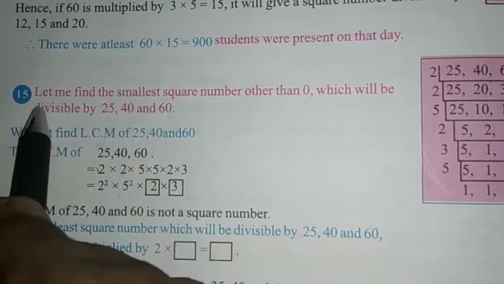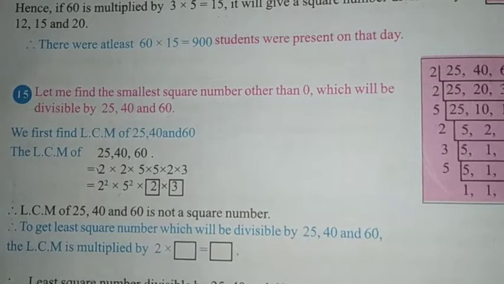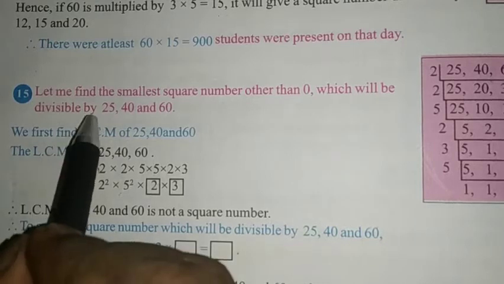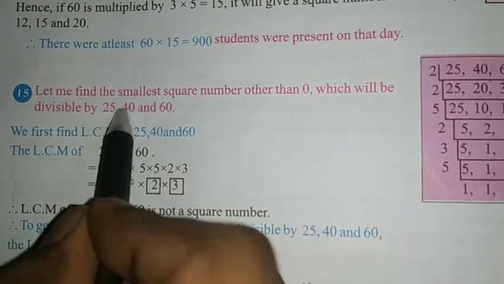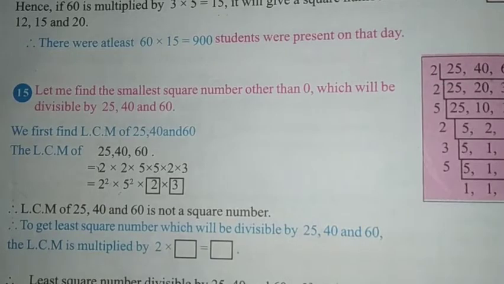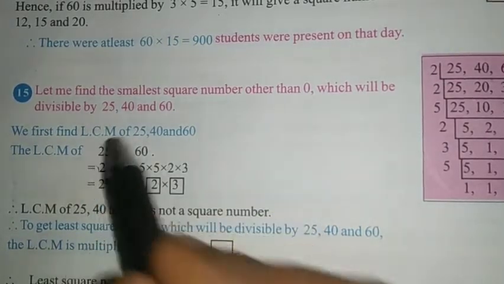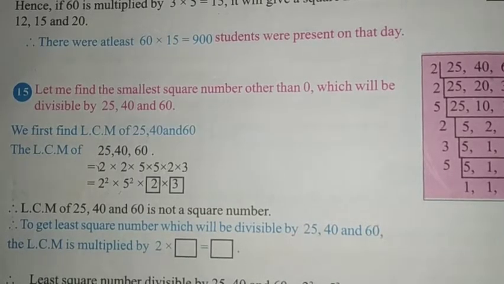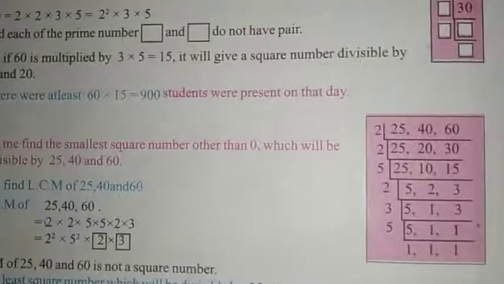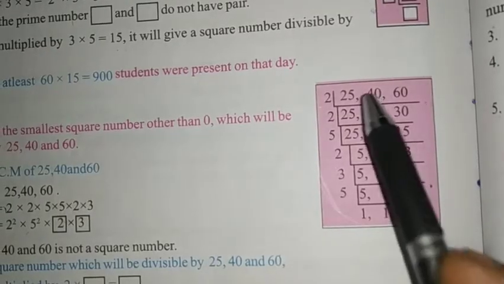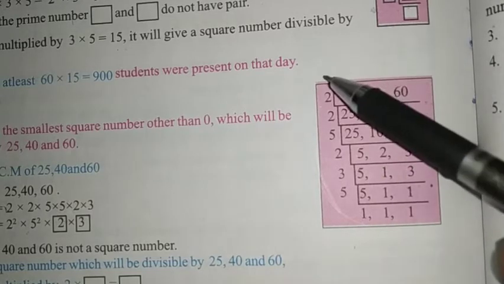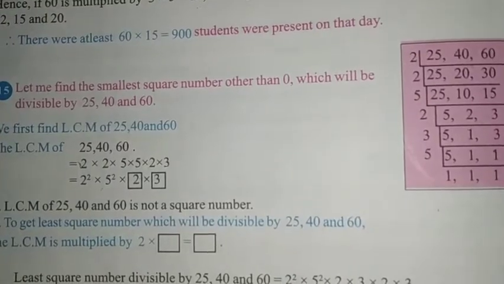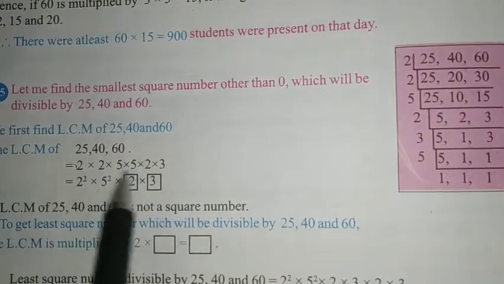Now look, we have used this line many times in the chapter HCF and LCM. If a number is divisible by 25, 40 and 60, that means the number must be greater than these numbers. And whenever we find a number which is greater than these numbers, we find the LCM. So here, first of all, we need to find the LCM. Look, using the prime factors, find the LCM.